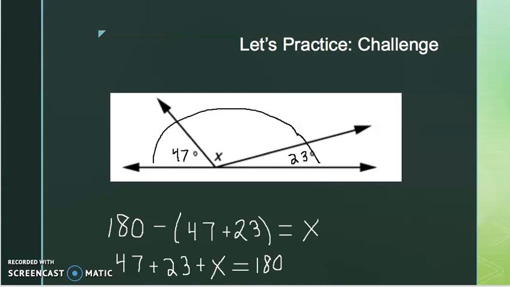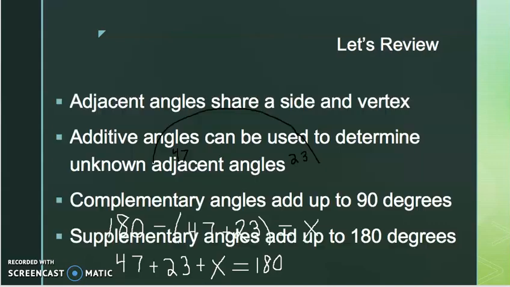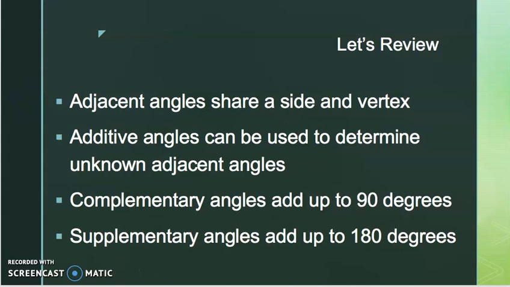Way to work hard on that last challenge. So as we end, here's a review. First of all, we know that adjacent angles share a side and they are also going to be sharing a vertex. Additive angles can be used to find the unknown adjacent angle. We learned that complementary angles add up to 90 degrees and supplementary angles add up to 180 degrees.